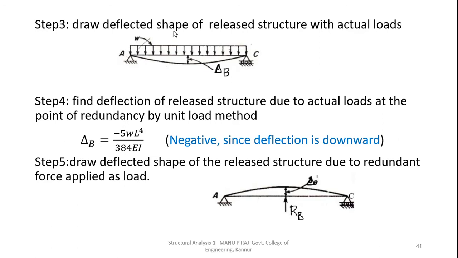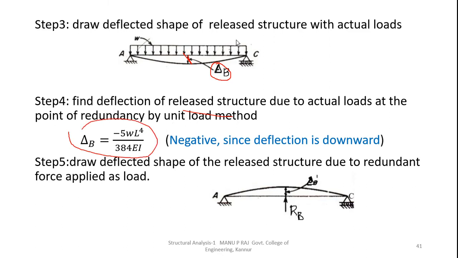Now draw the deflected shape of the released structure with actual loads. We are removing this redundant force and we are drawing the actual structure with external loads. Then if there is no support, there will be a deflection in the downward direction at this point B. Let the deflection at B be capital delta B. Now find the deflection of the released structure due to actual loads at the point of redundancy by the unit load method. We should find delta B using the unit load method.